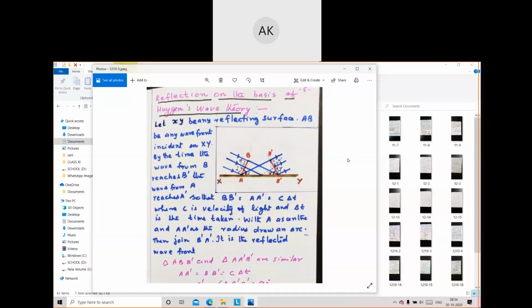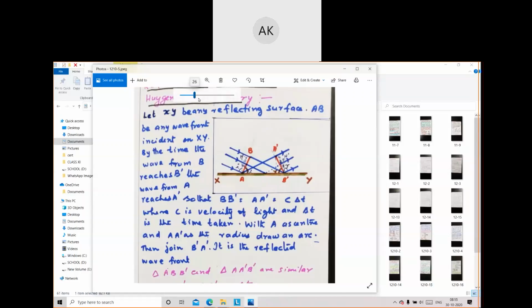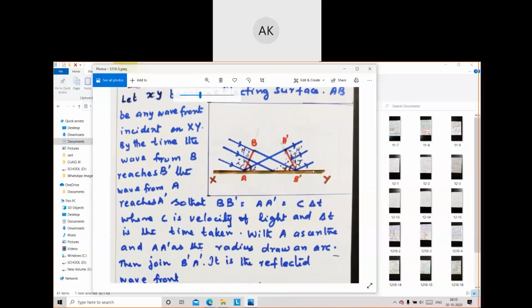Okay. So we can explain reflection of light on the basis of Huygens wave theory. So here you can see a reflecting surface, for example, a mirror. All surfaces reflect light, but certain surfaces are very good reflectors of light. We are able to see things because that object is reflecting light to our eye. So we know all objects reflect light, but the amount of light it reflects will be different.